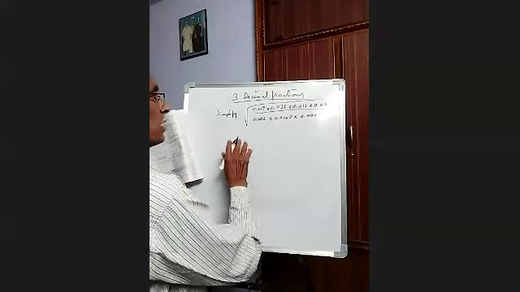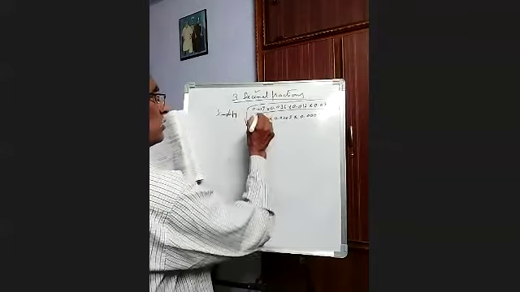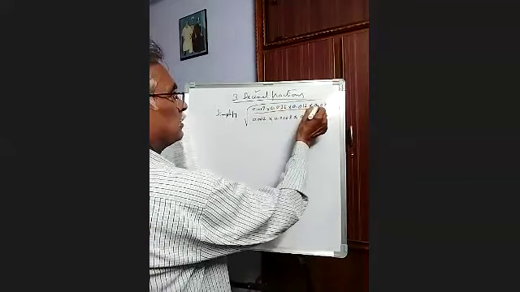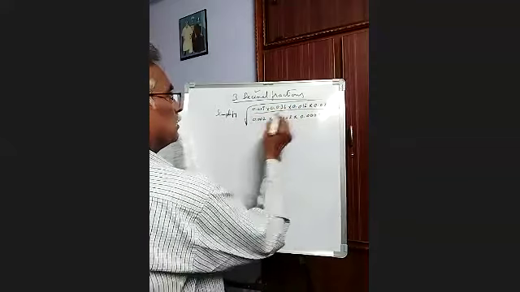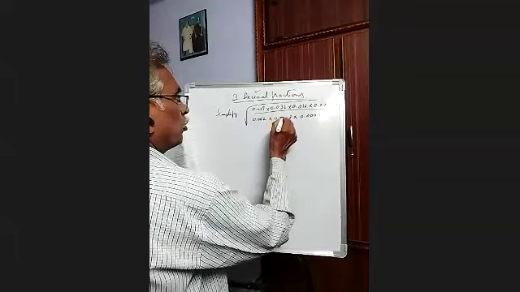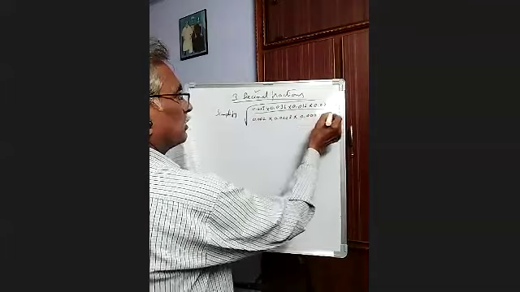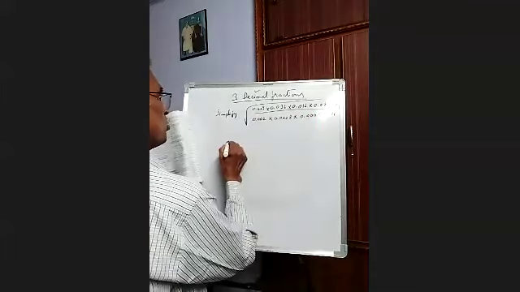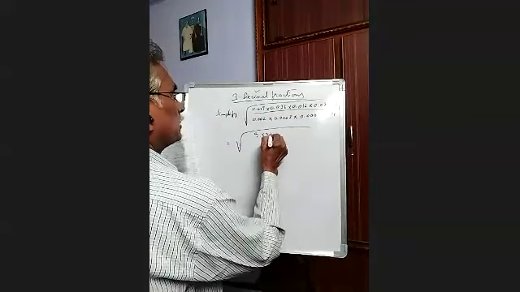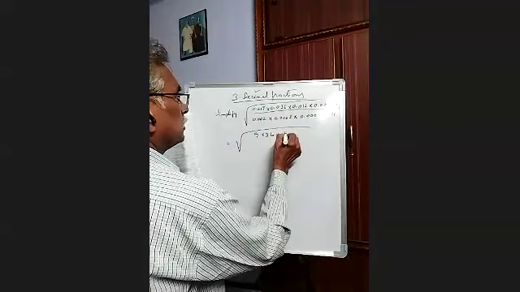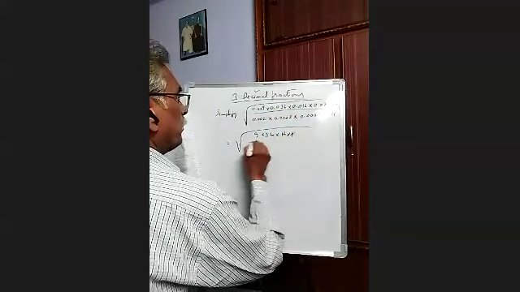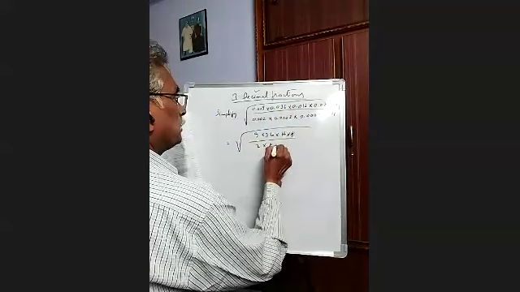Here we have to count the number of decimal places in the numerator and denominator. 1, 2, 3, 4, 5, 6, 7, 8, 9, 10, 11. 11 decimal places in the numerator, and in the denominator also 11. Equal. So remove all the decimals. 9 into 36 into 16 into 8 by 2 into 8 into 2.